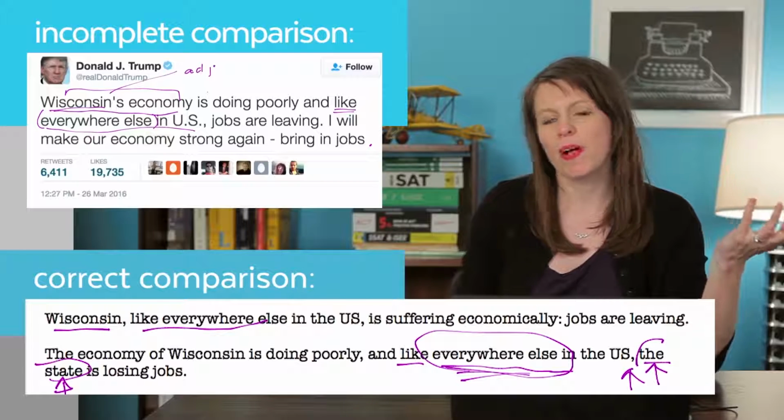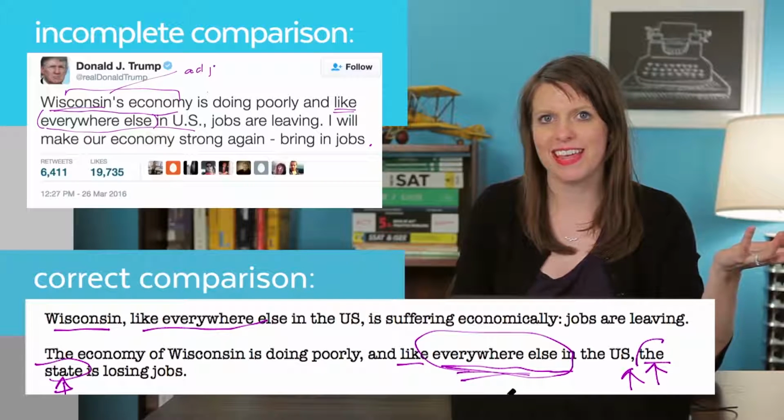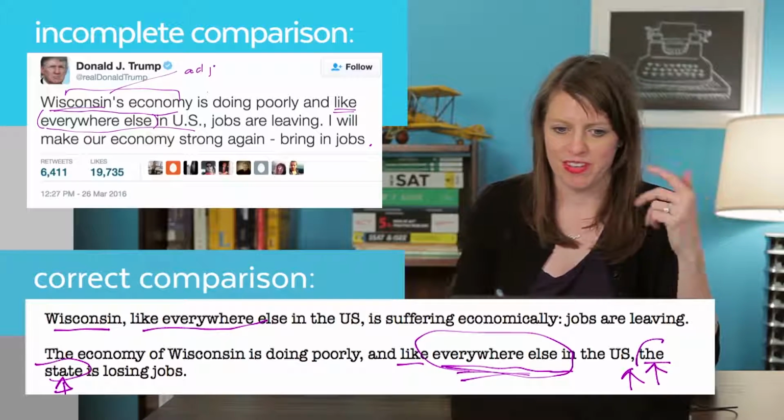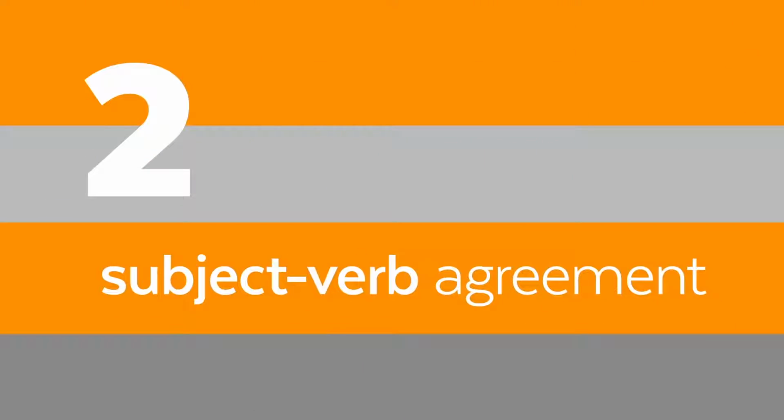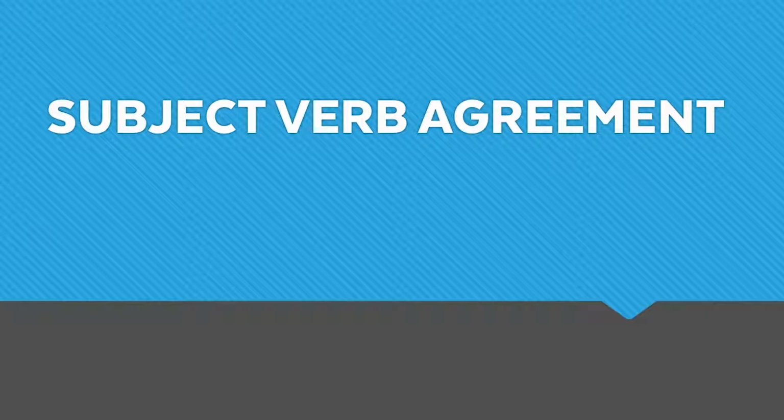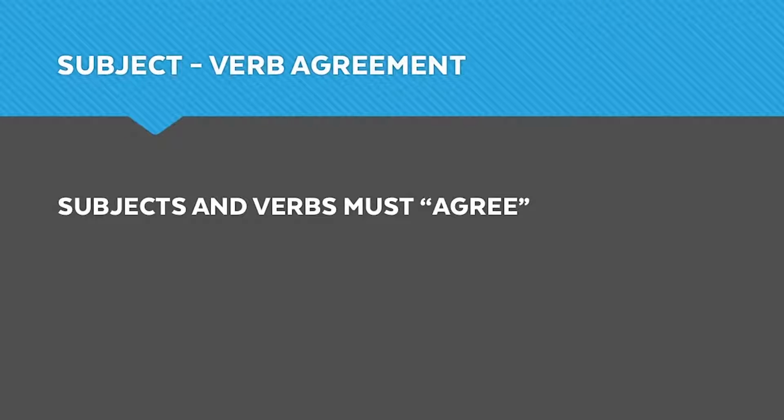You can't have what we call incomplete comparisons on the SAT, and that's exactly what Donald was doing in this tweet. So the second mistake that I've seen Donald Trump make in his tweets is something called a subject-verb agreement error. So let's just do a quick overview of what subject-verb agreement is for those of you who may not remember what that means. Subject-verb agreement is essentially the idea that subjects and verbs must agree. What do I mean by agree?